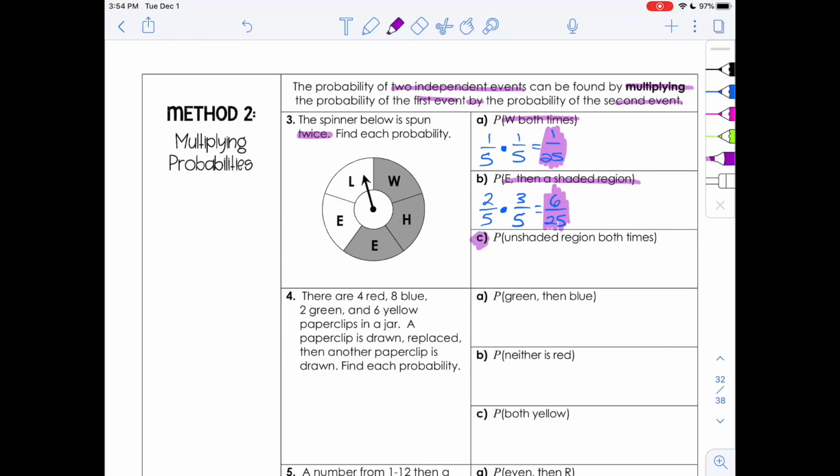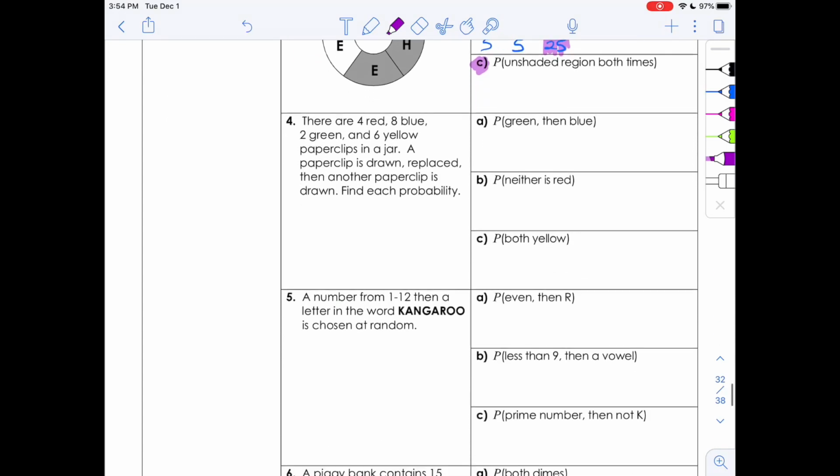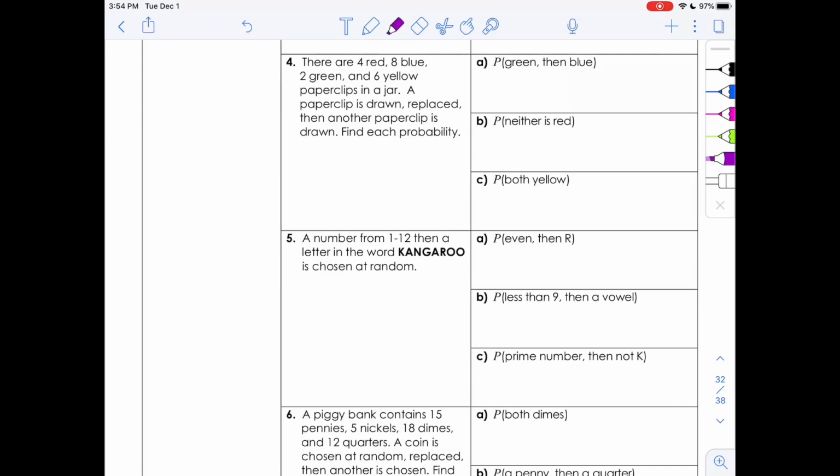Go ahead and highlight C. Number 4. There are 4 red, 8 blue, 2 green, and 6 yellow paper clips in a jar. A paper clip is drawn, replaced, and then another paper clip is drawn. Find each probability. It's very important here that it tells you it's replaced. Sometimes you can have examples where it's not replaced, and that'll change your probability completely. But for now, we're going to be looking at ones that are replaced.